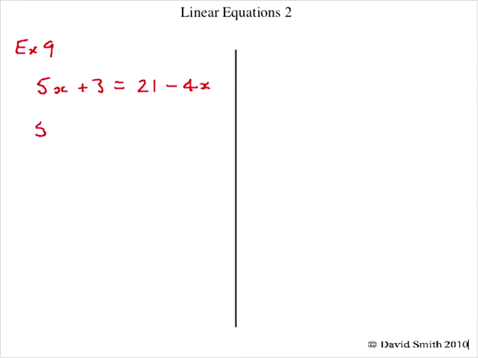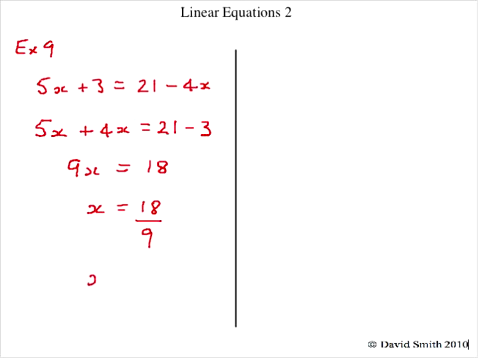So 5x, if I bring the minus 4x across, it becomes plus 4x. Equals 21. Notice, because the 21 was already on the right, it doesn't change sign. It's the 3 that changes sign. When I bring it across, it becomes minus 3. So the left-hand side, I have 9x, and the right-hand side, 21 minus 3, is 18. So x is equal to 18 divided by 9. Final answer, x is 2.